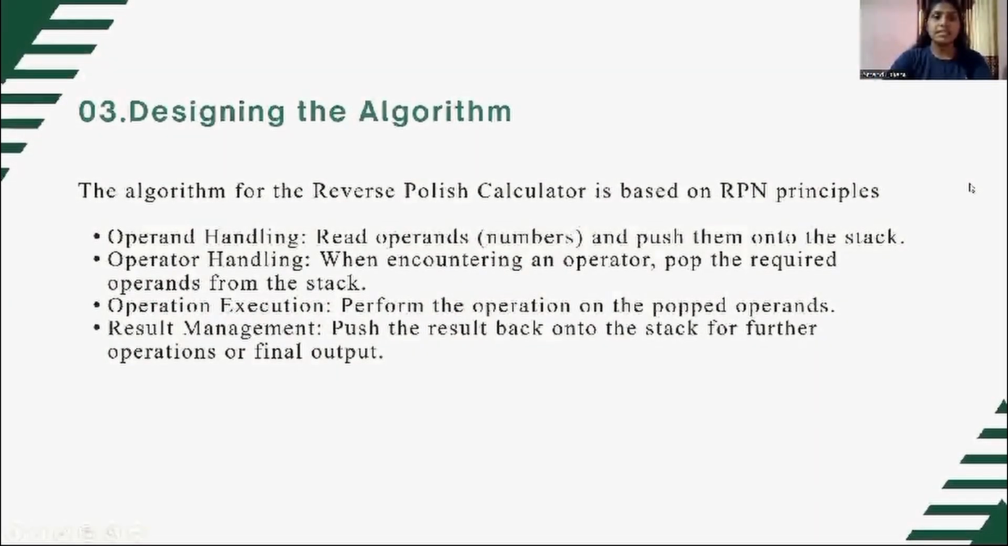The third one is designing the algorithm. The algorithm for the reverse Polish calculator is based on RPN principles. Operand handling: read operands and push them onto the stack. Operator handling: when encountering an operator, pop the required operands from the stack. Operation execution: perform the operation on the popped operands. Result management: push the result back onto the stack for further operations, and for final output.